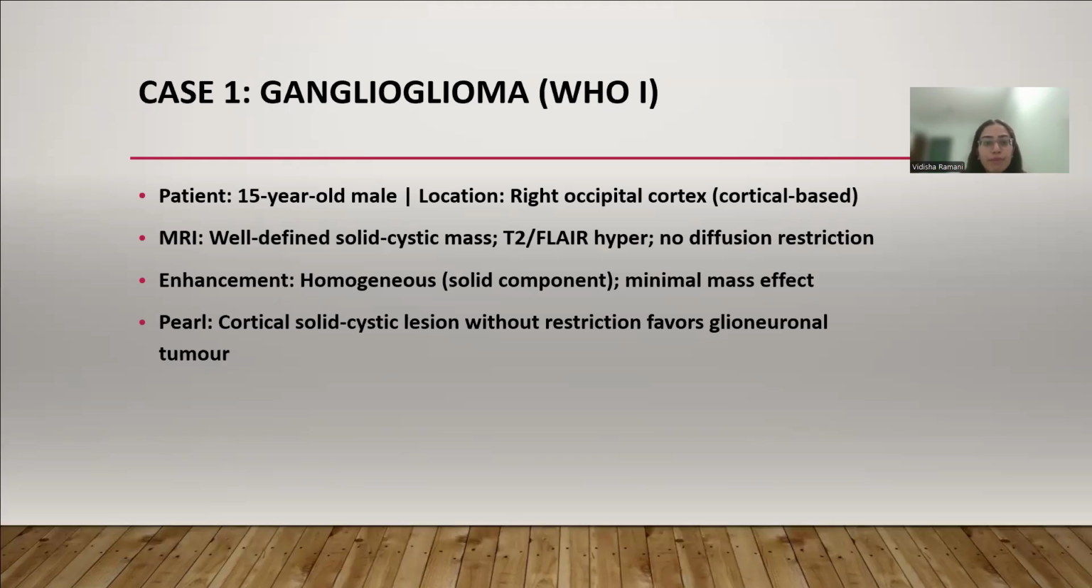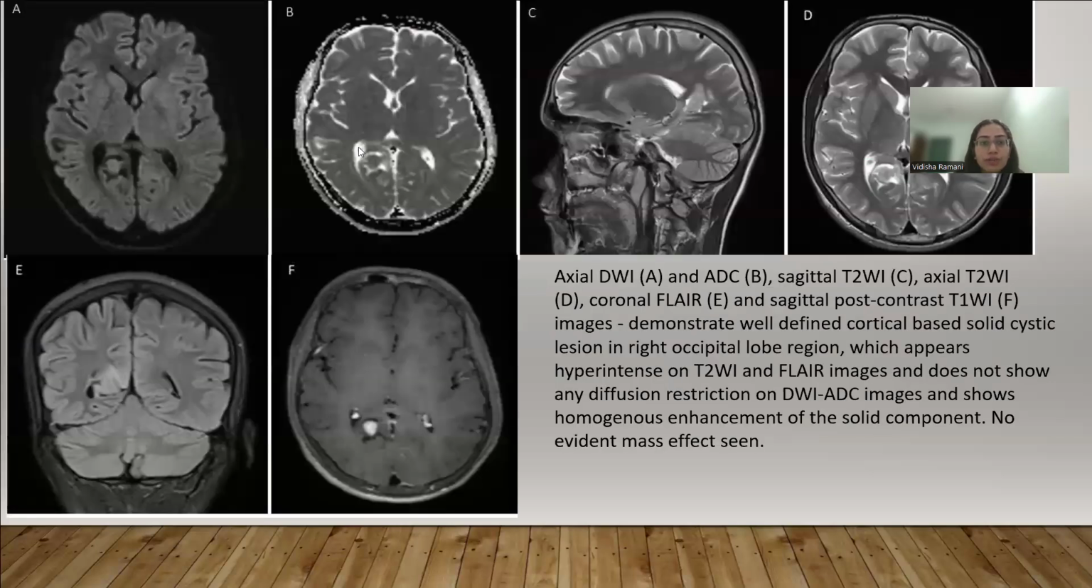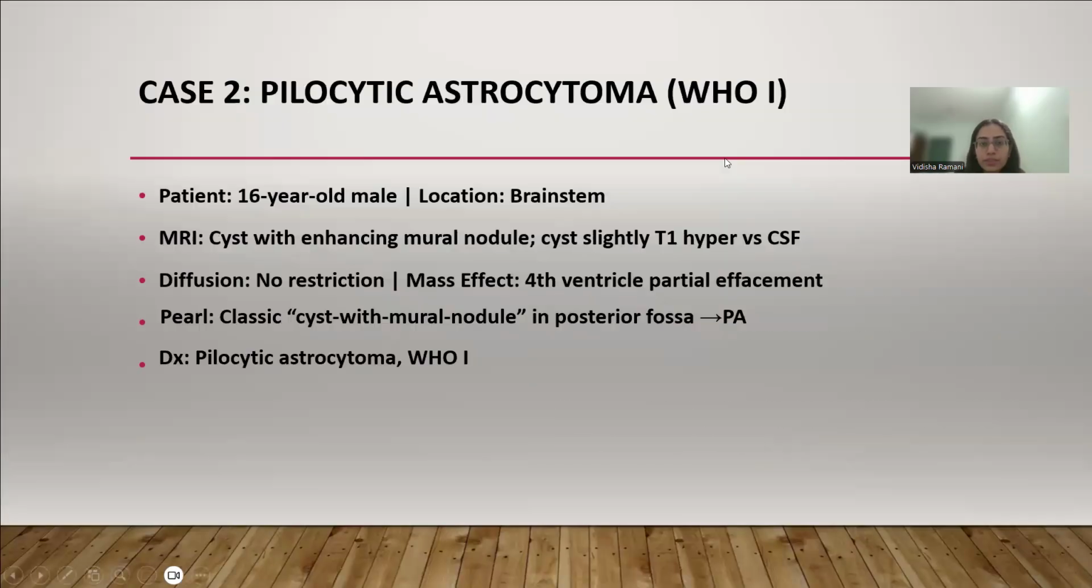Case of ganglioglioma in a 15-year-old male patient, which is classified under WHO grade 1. Location is right occipital cortex, and MRI shows a well-defined solid cystic mass, which is T2 and FLAIR hyperintense, shows no diffusion restriction. Solid component shows homogeneous enhancement and causes minimal mass effect. So a cortical solid cystic lesion without restriction favors glioneuronal tumor. These images show no diffusion restriction and T2 and FLAIR hyperintensity.